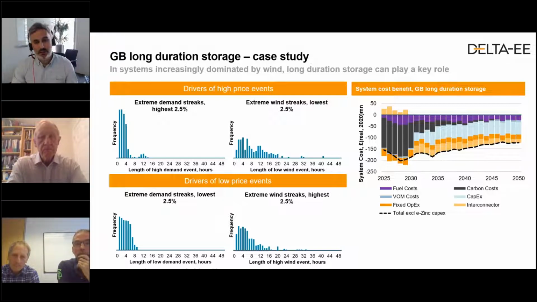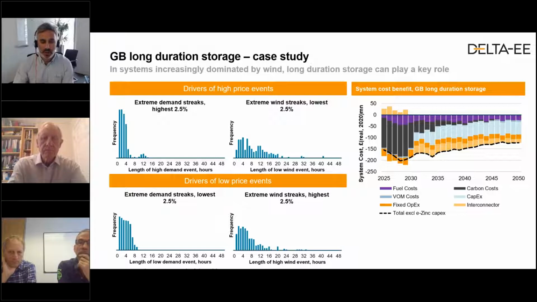In GB currently there are some pumped storage stations, and obviously pumped storage is a proven mature technology. This project was looking at a more nascent technology, for a company called eZinc, that we're looking at, zinc battery technology. So again, very long duration storage, up to 50, even 100 hours of storage capacity. Then we tried to understand what the benefits to the GB system would be of that sort of technology.